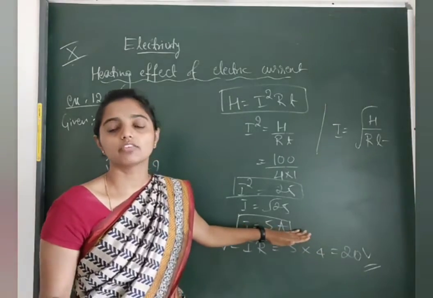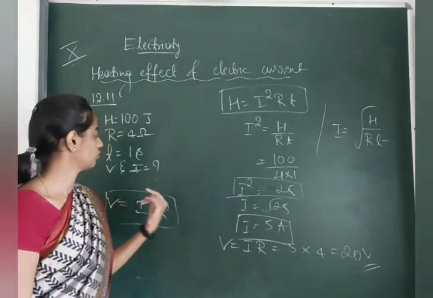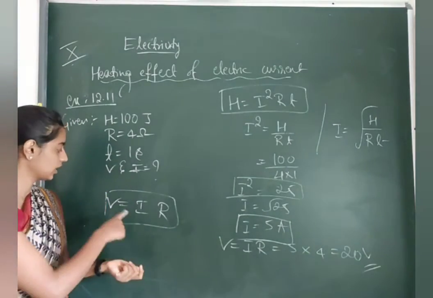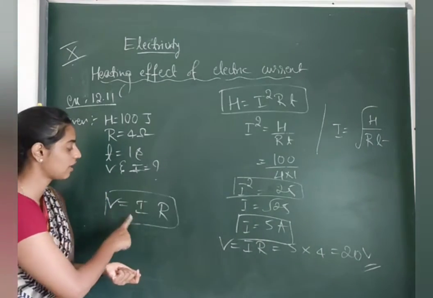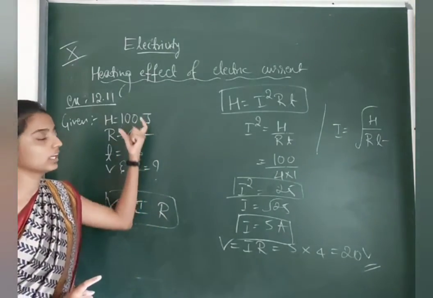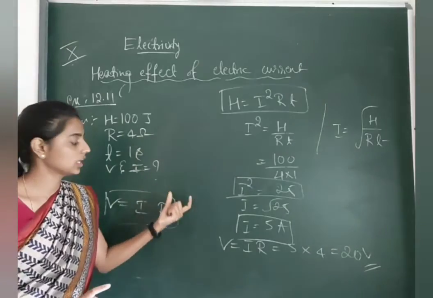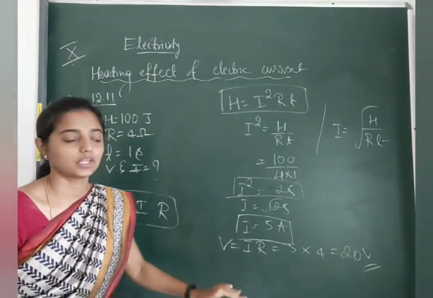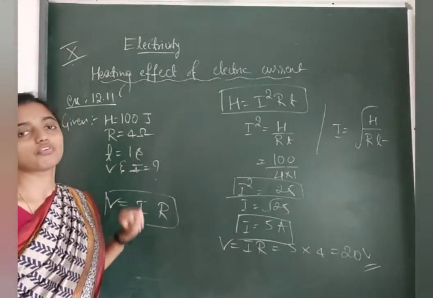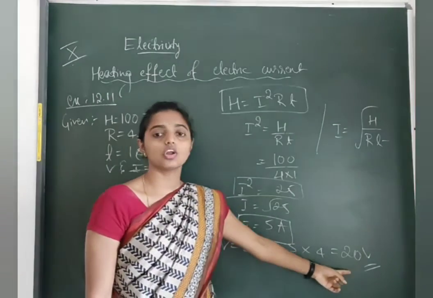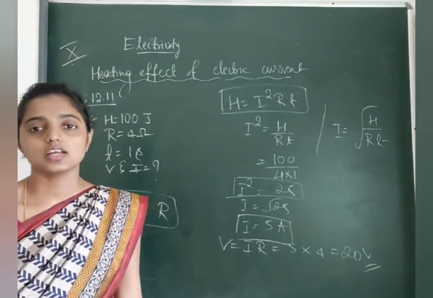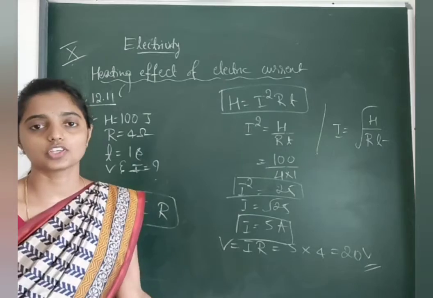So we got I, and we need to find out the potential difference. So coming back to your main formula, what is that? From Ohm's law, V is equal to IR. We need to find out the potential difference. Do we have I? It's not given in the question, but using the given data we found that I is equal to 5 ampere. Now substitute that 5 ampere here, and what is R? They have given R as 4 ohm. So 5 into 4, how much do we get? 20 volt, that is the potential difference value.